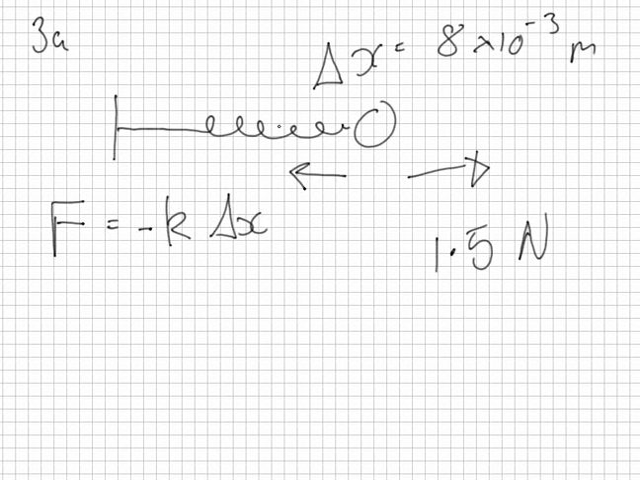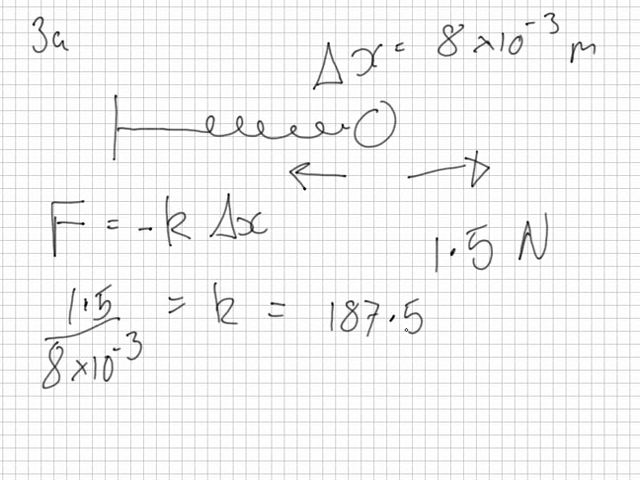So you get 1.5 divided by 8 times 10 to the minus 3. That will equal the K. So what is it? 187.5. And the unit is newtons per meter. But I didn't do that minus. Okay, that's okay.